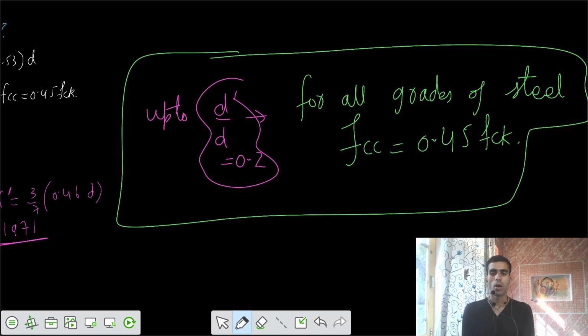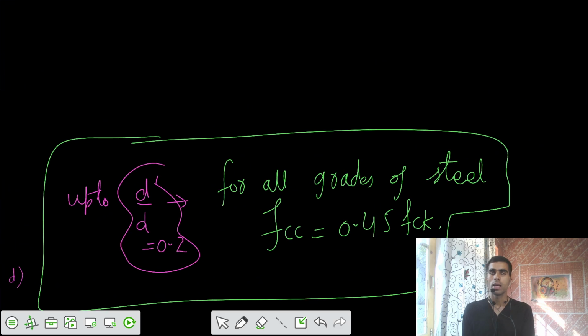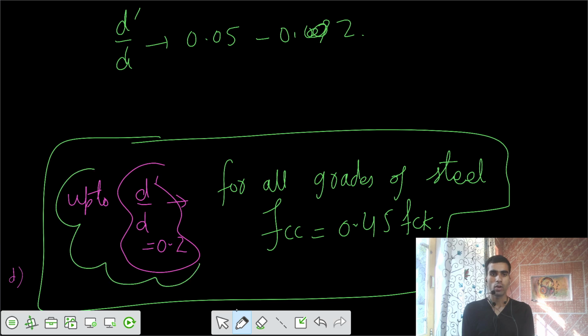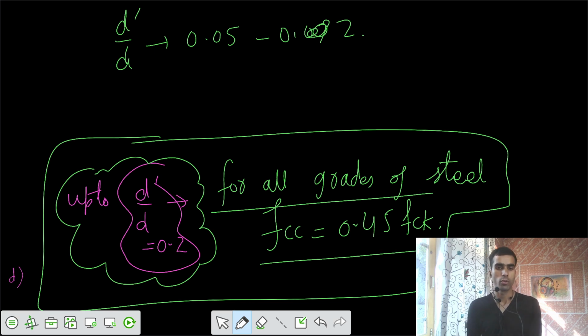So this was all about that. The conclusion is that you would always take FCC equal to 0.45 FCK, because your general practical use of d dash by d is always in the range of 0.05 to 0.2. Up to this value of 0.2 ratio, for all grades of steel, you have FCC equal to 0.45 FCK.